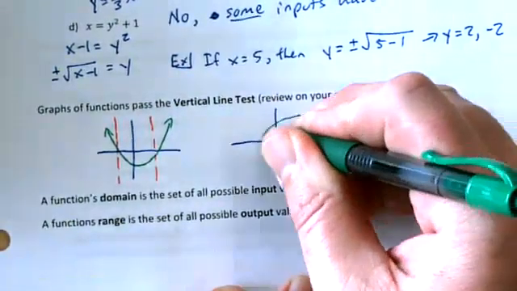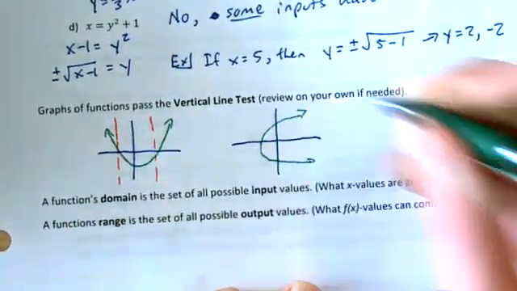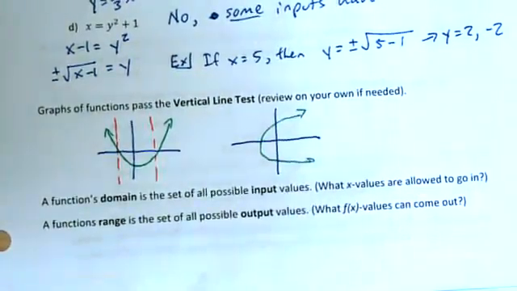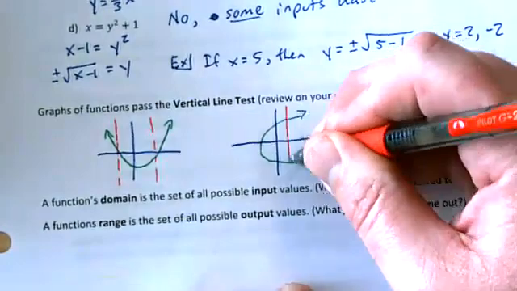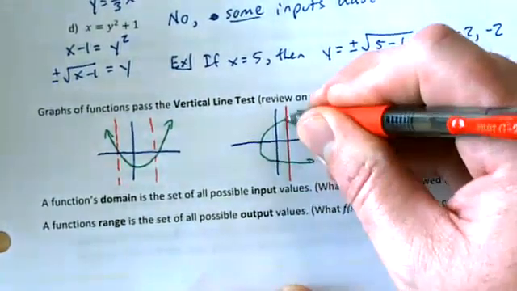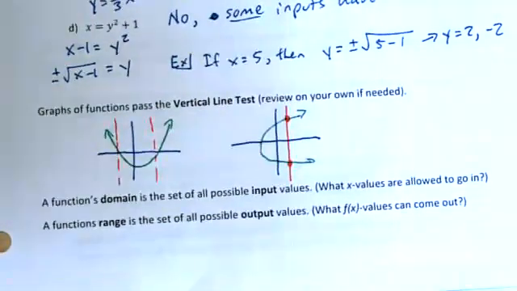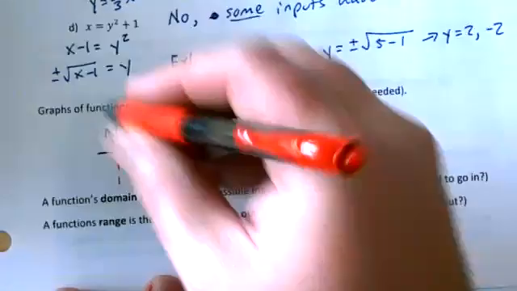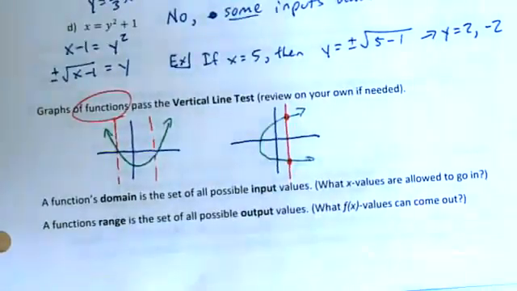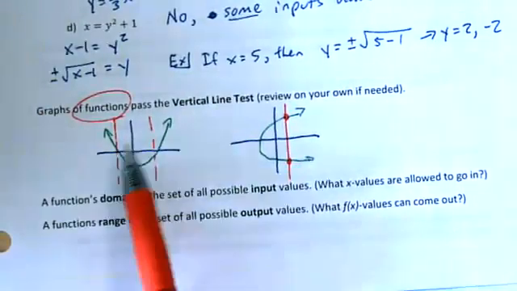Here's a sideways opening parabola. Does that pass the vertical line test? It does not, because there are many places that I can draw a vertical line where it touches the graph in more than one place. So if it passes the vertical line test, what's that mean? That means it's a function. So this is a function, but this one is not.